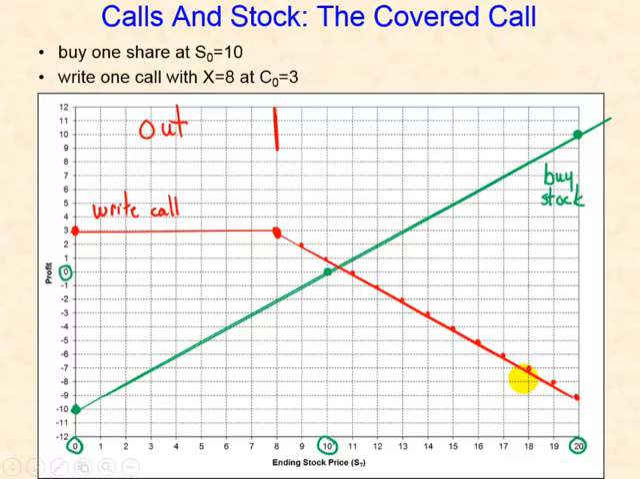Now we want to combine these two lines and get our total profit. If the stock price is 0, we have a $3 profit on the call and a negative 10 on the stock. If we add 3 and negative 10, we get negative $7.